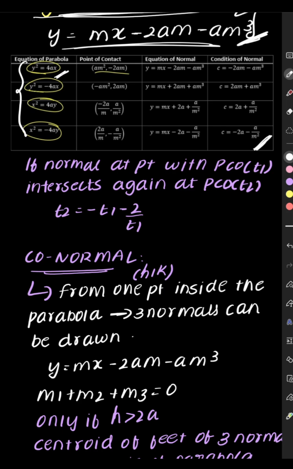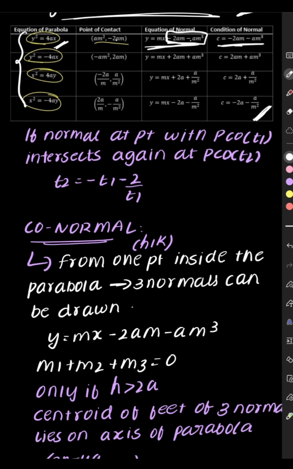Let's look at the first conic, y square equals 4ax. Point of contact is am square comma minus 2am. Equation of normal is y equals mx minus 2am minus am cube. Condition of normal, you're just going to take this little part, and that's going to be the condition of normal. For y square equals minus 4ax, basically you're going to replace a with minus a. So here you have minus am square, and minus 2am was there, so you have 2am now, the same.